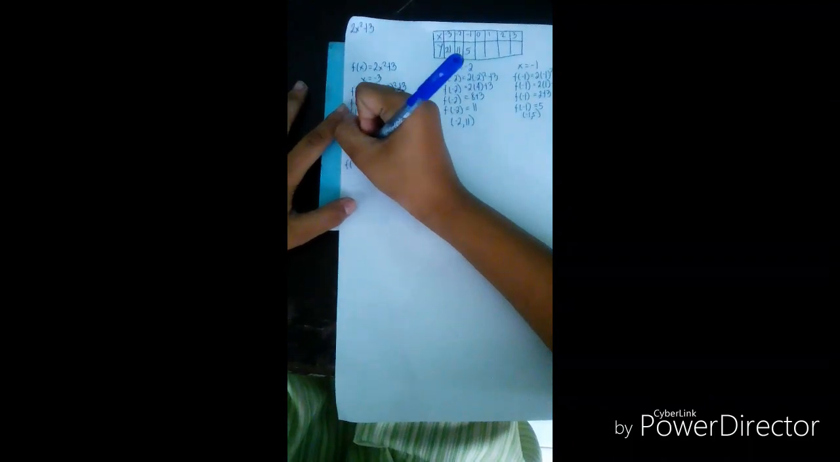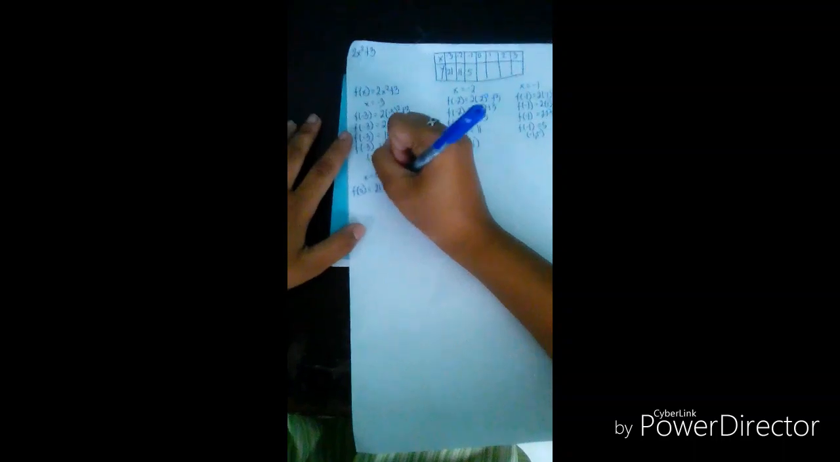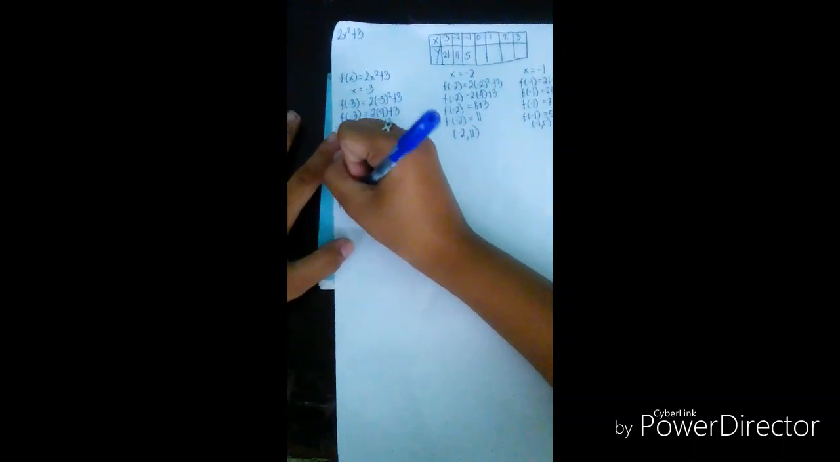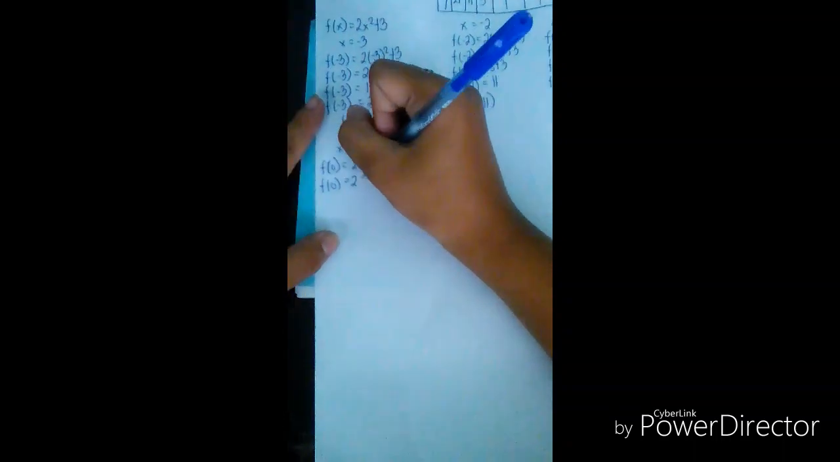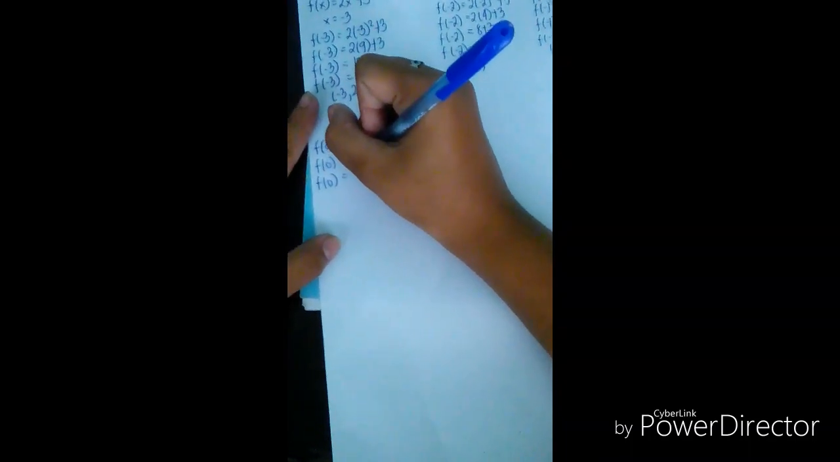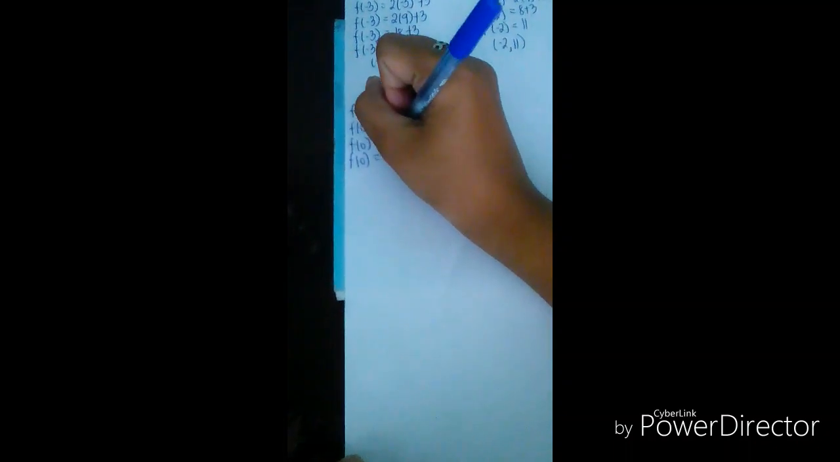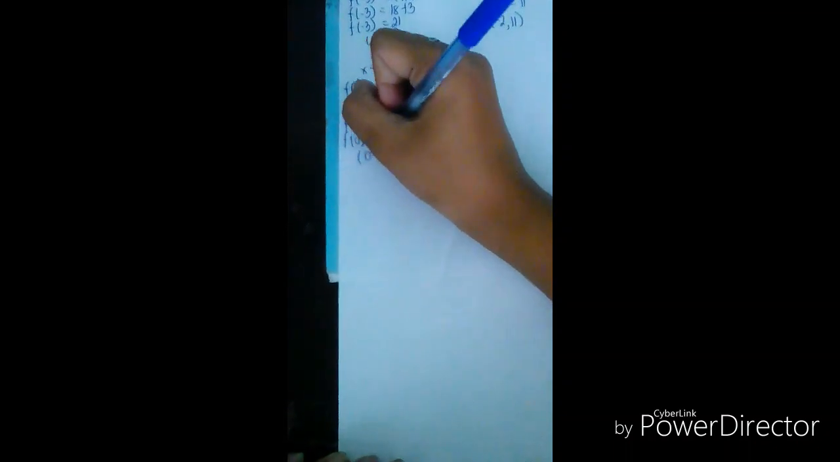So x equals 0. f of 0 equals 2 times 0 squared plus 3. 0 times 0 is 0, plus 3. f of 0 equals 2 times 0, which is 0, plus 3. f of 0 equals 0 plus 3 equals 3. So the ordered pair is 0 and 3.